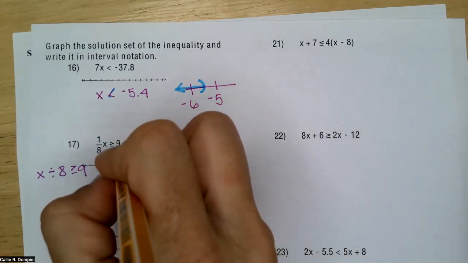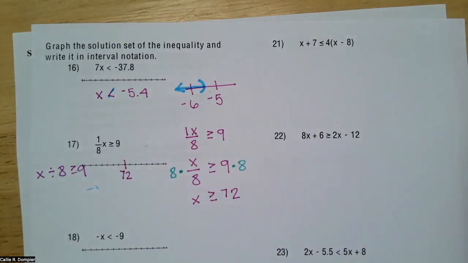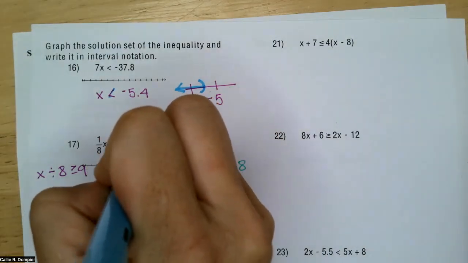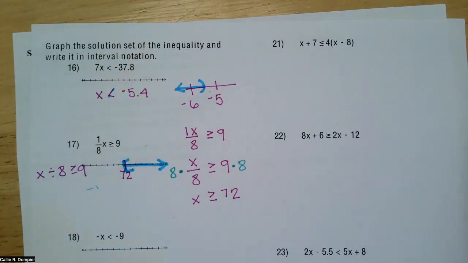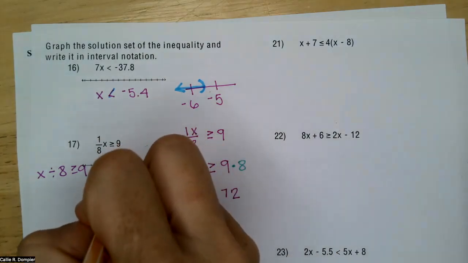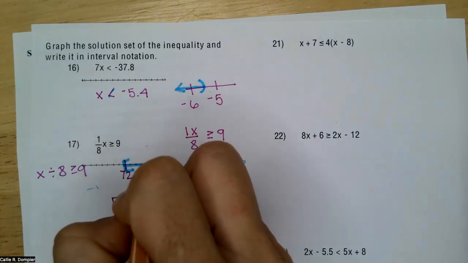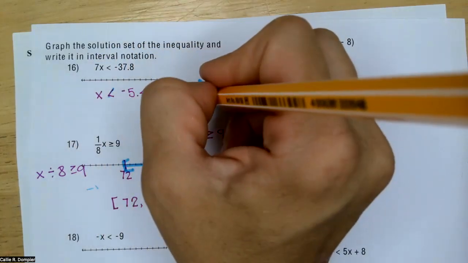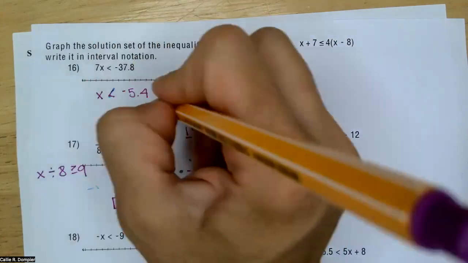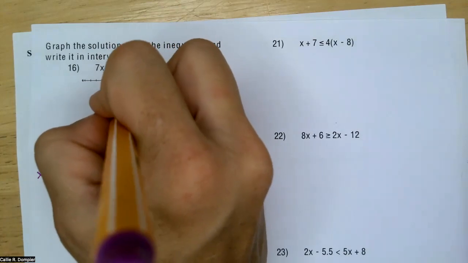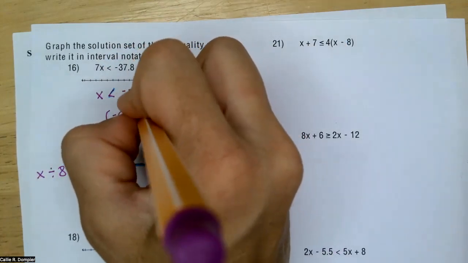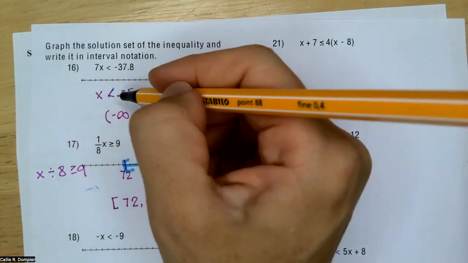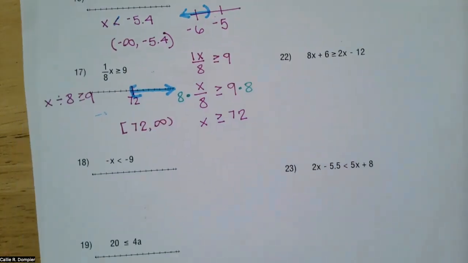Here's 72, we'll pretend. Greater than goes this way. And equal to means there is a bracket. So interval notation would be a bracket at 72 towards infinity. Infinity always gets the parentheses. Sorry, we didn't do interval notation here. Interval notation here, left to right, we've got negative infinity to negative 5.4. Doesn't include the negative 5.4, so it's parentheses.